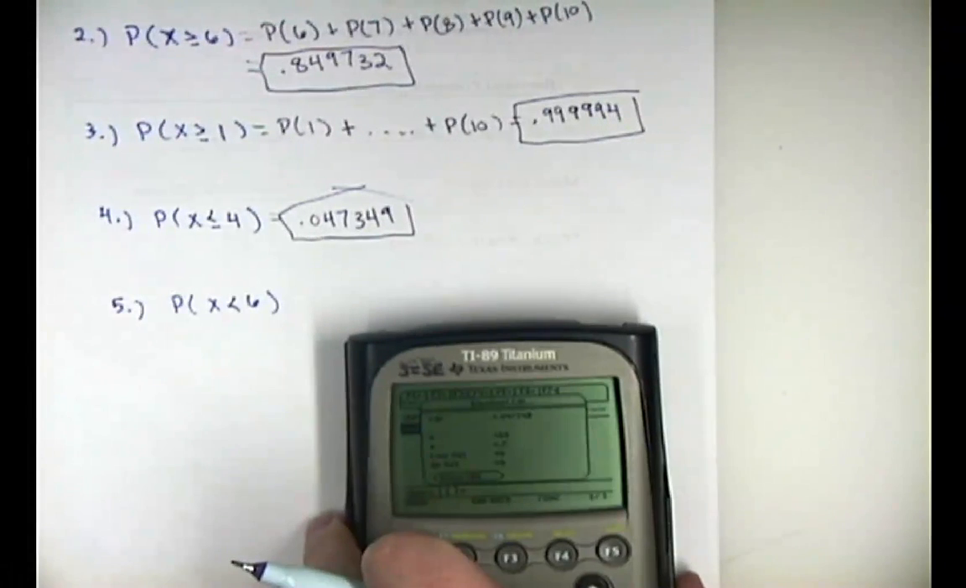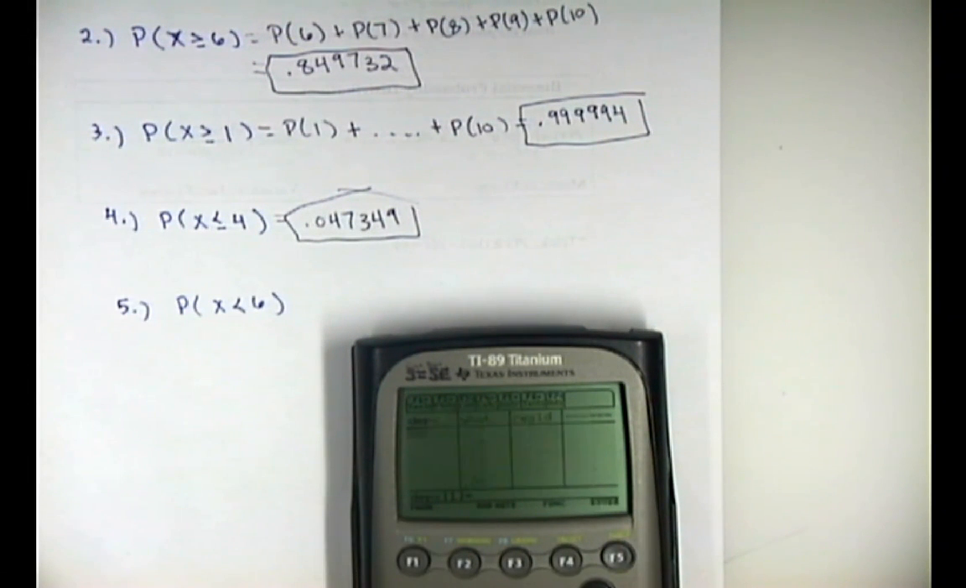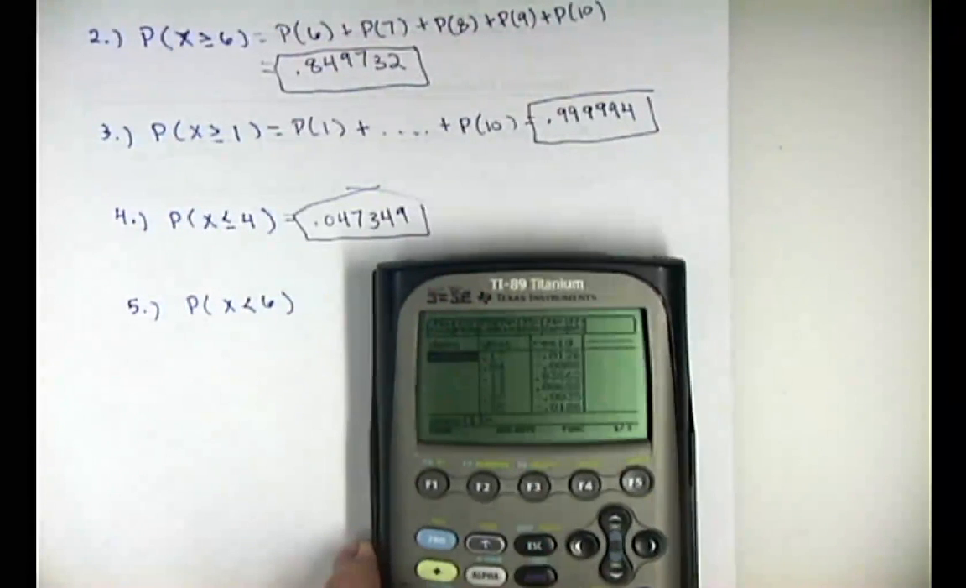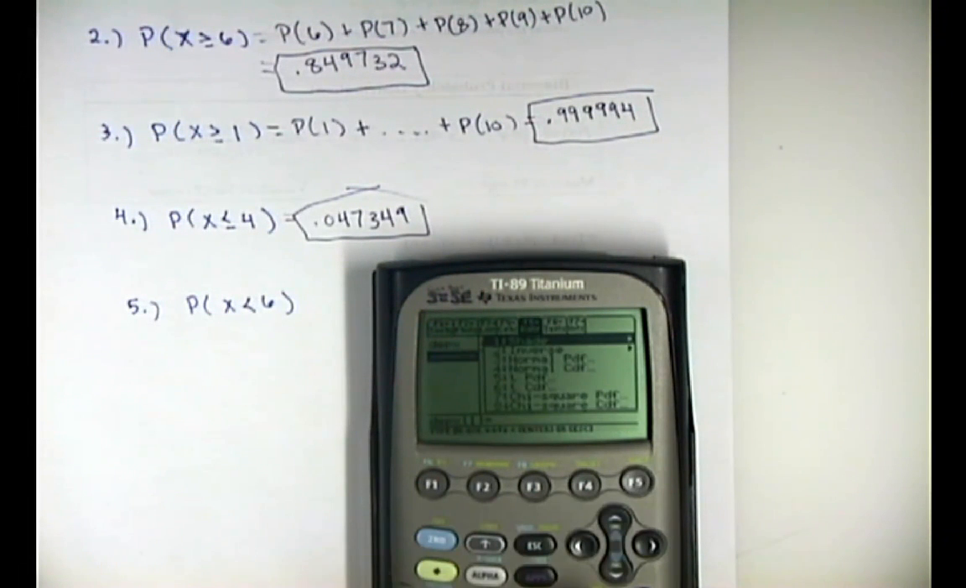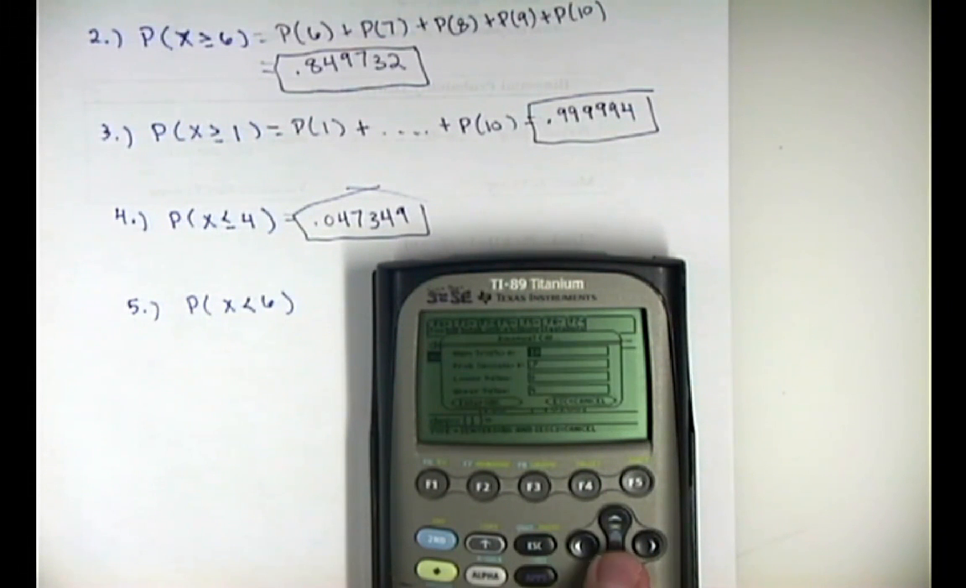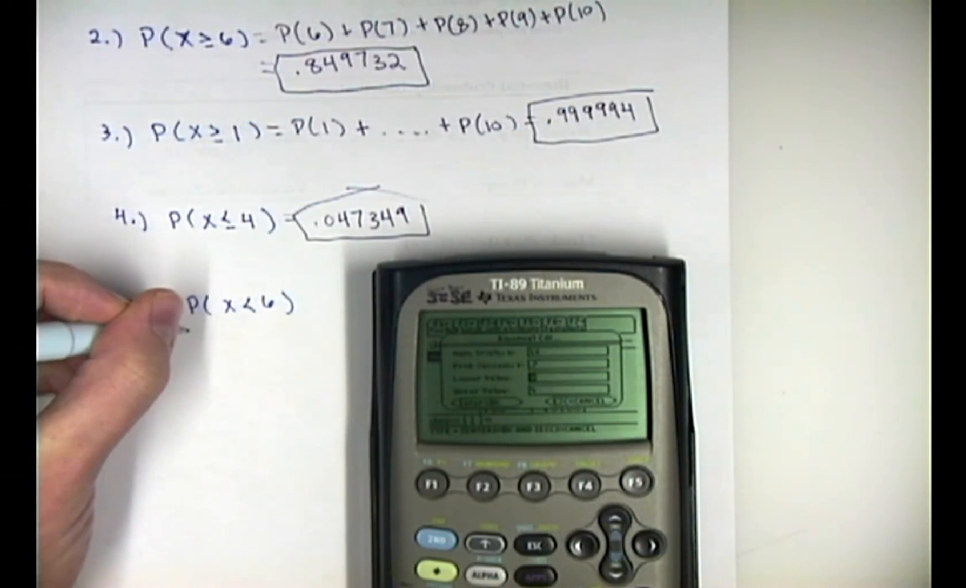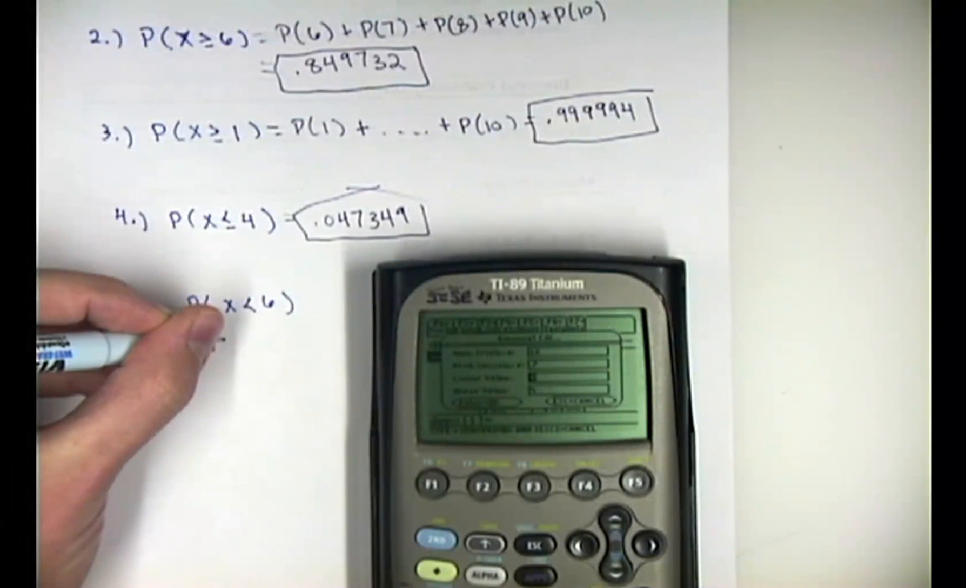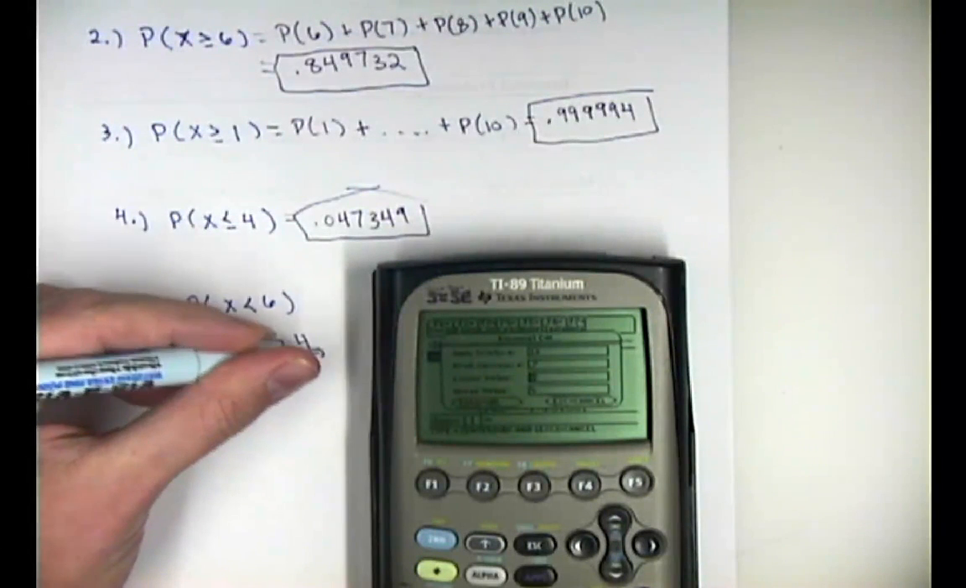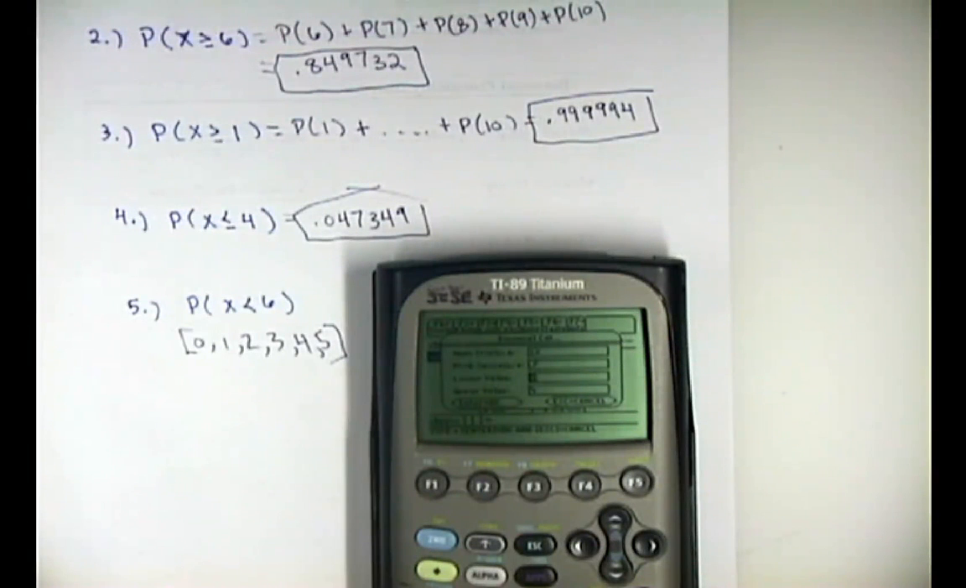If you wanted to do less than or equal to 6, you've got to think about that one. You're going to go to the binomial CDF function. Number of trials is still 10, probability of success is still 0.7, but for our lower value, you have to think about less than or equal to 6. That means 0, 1, 2, 3, 4, and 5 inclusively, right? So your lower value then would be 0, and your upper value would be 5. And then you hit enter.